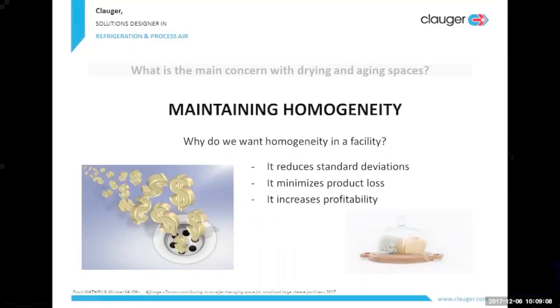Why is it important? What is the concern with drying and aging spaces? We need to maintain homogeneity. That's a key to reduce standard deviations and minimize your product loss. And of course, when you do all that, you will increase your profitability. I'm sure everybody's interested in making some money. So homogeneity is really one of the keys.